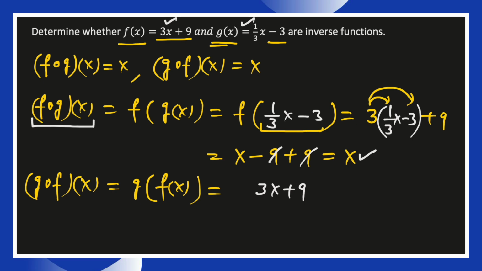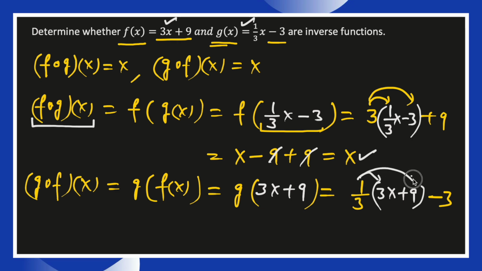So what I am doing is, I am replacing f of x with 3x plus 9, but keeping the g function as it is. Now, because we have to find the value of g of 3x plus 9, if it is only g of x, the value is 1/3 of x minus 3. But now, since our new x is not this, our new x is 3x plus 9, you will plug that in and then you distribute again.